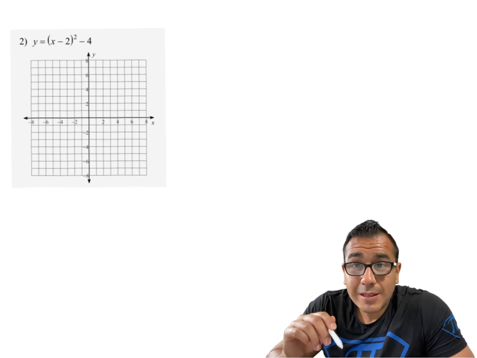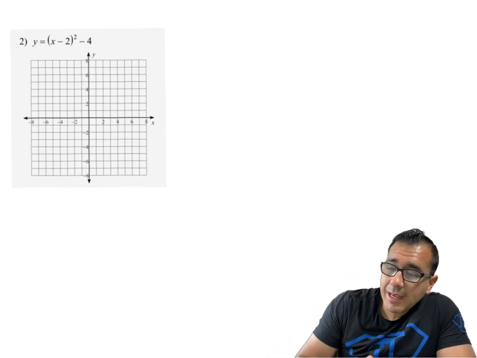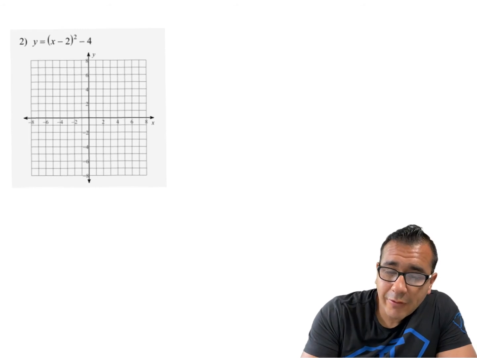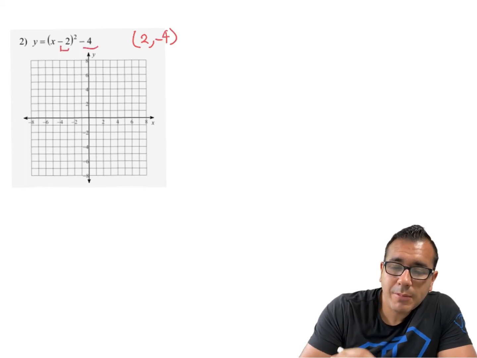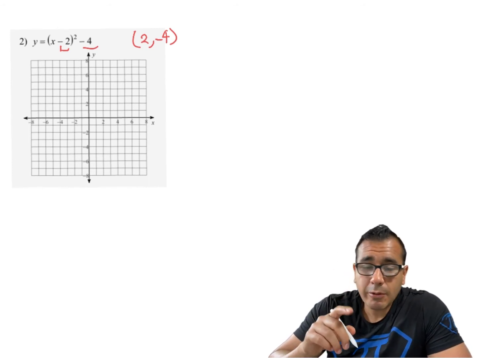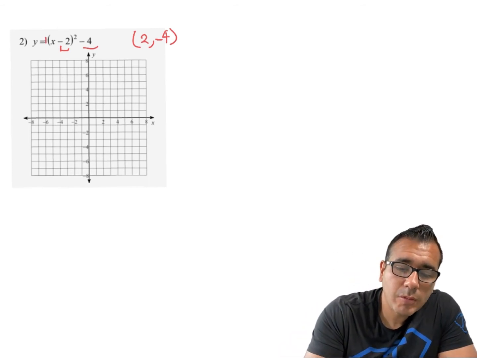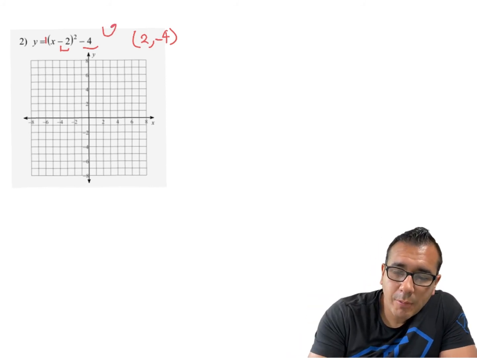All right, so let's look at number 2 here. So number 2, we're doing the same thing. So let's go ahead, let's start with that vertex. That vertex is 2, -4. So again, we take the opposite of this number, same as that one. All right, so there's our vertex. This parabola has a 1 in front of it. So that means it's gonna open upward. So you're gonna get something that opens upward here.